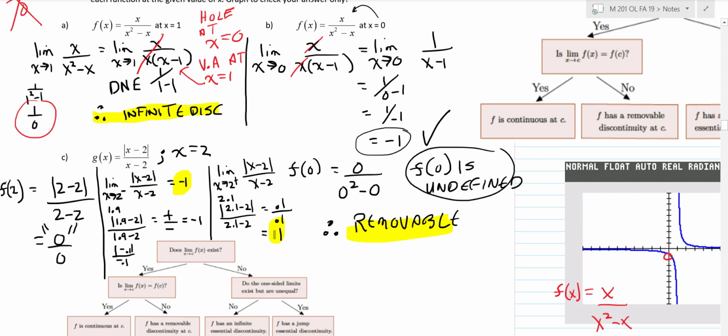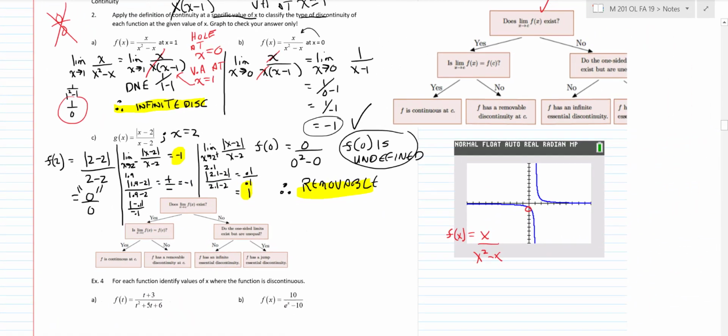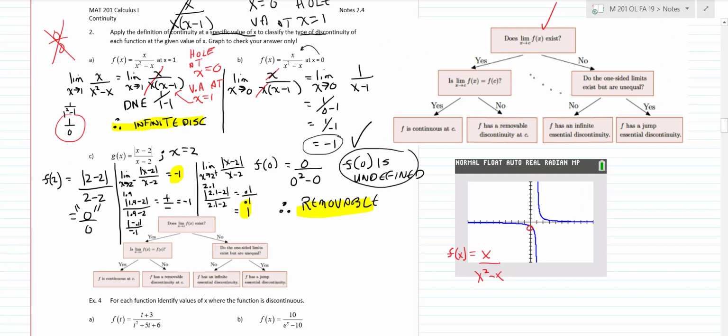All right, so what's going to happen? If the left and right-hand limit go to different places, then the two-sided limit does not exist. And if you look at the flow chart we're doing, it would kind of go like this. So does the limit exist on this one? Well, no, it doesn't exist because the left and right go to different numbers. And with this one, do the one-sided limits exist? Yes. But they're unequal? Yeah, they're unequal, so that's a jump discontinuity. Okay, so that's what that would be.